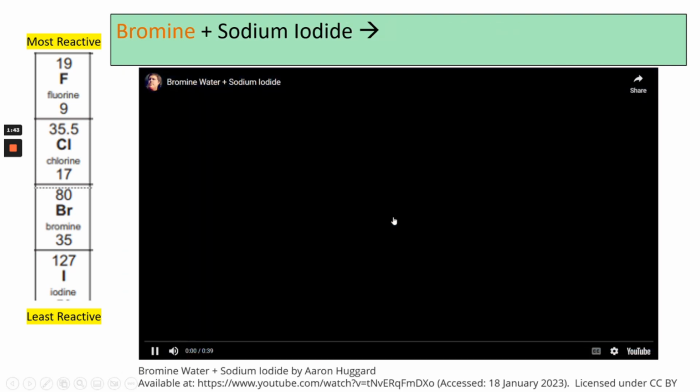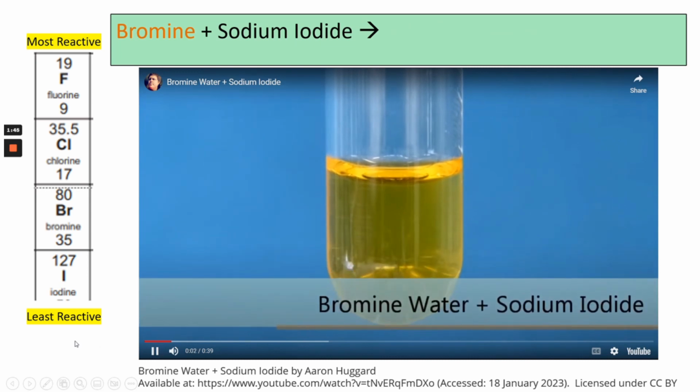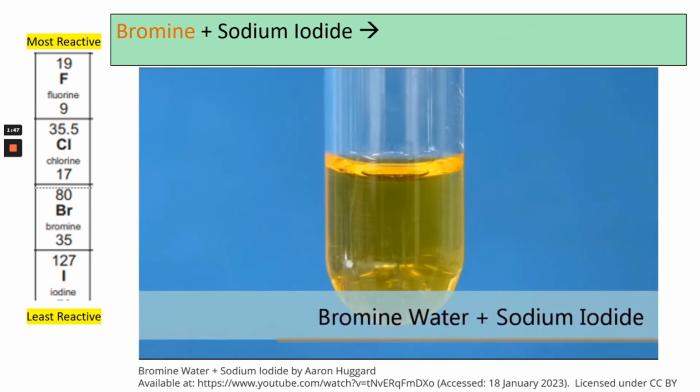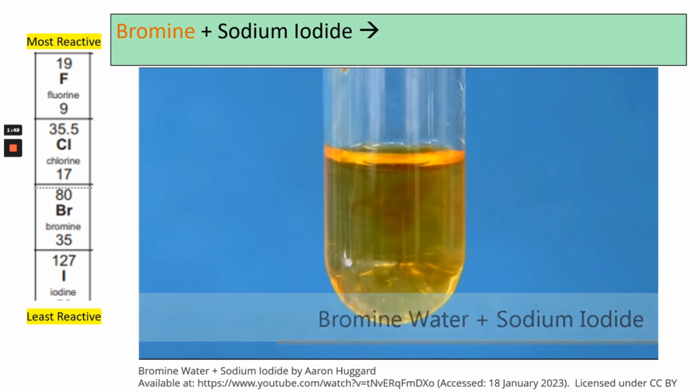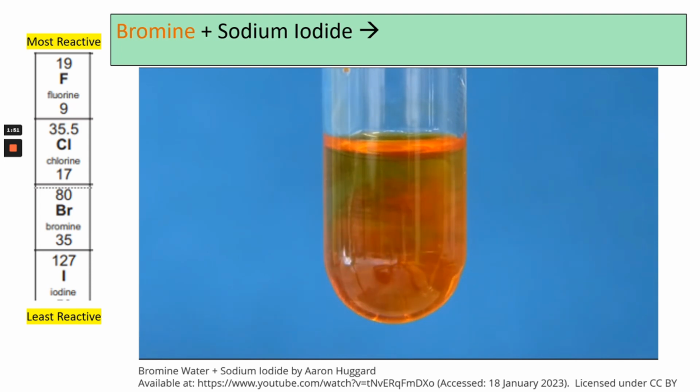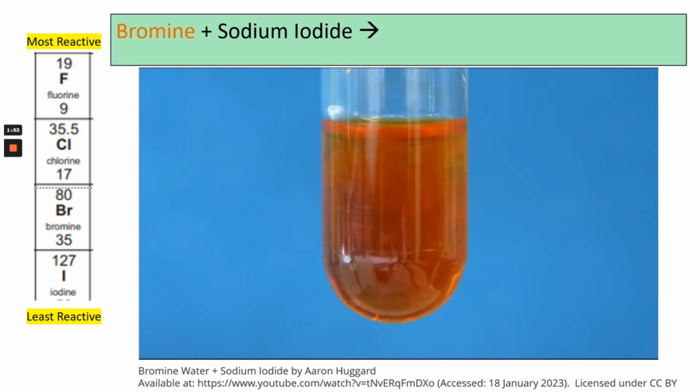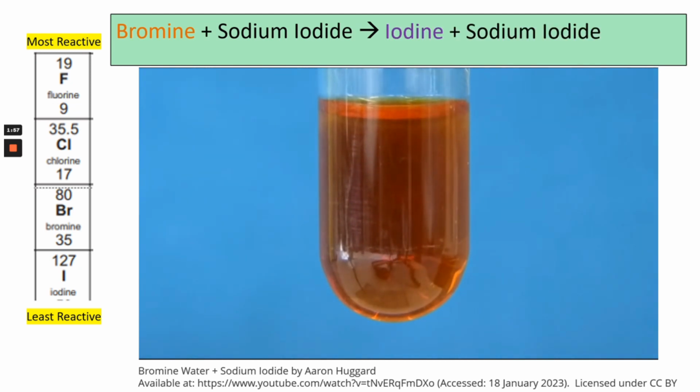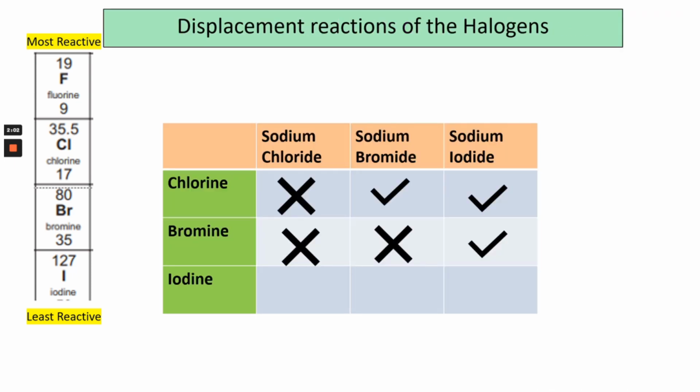What about bromine and sodium iodide? Again, bromine is orange. And yes, we see a colour change. There is a chemical reaction. The bromine displaces the iodide ion and we get purplish iodine and sodium bromide. So our table should look like this.